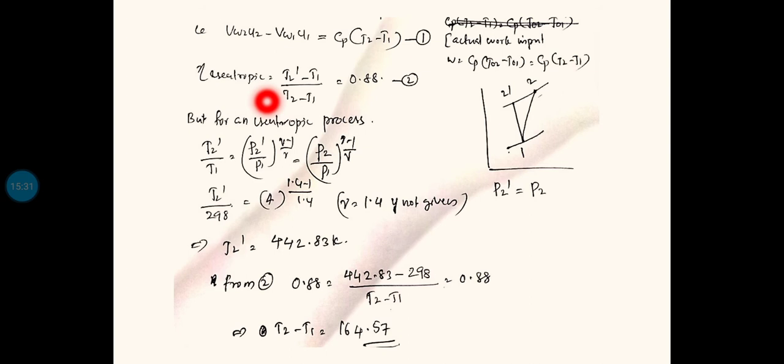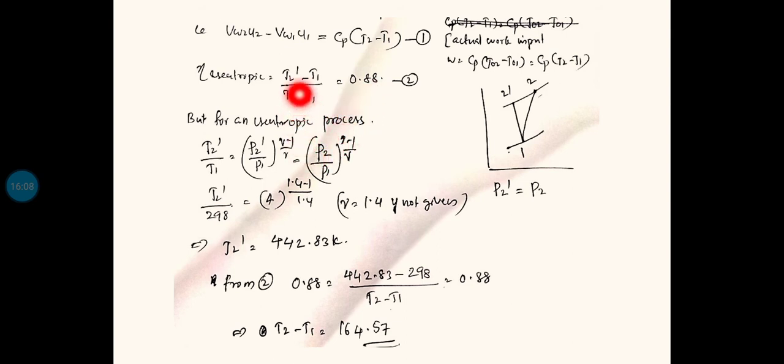I have told that isentropic efficiency has two relations, one in terms of the stagnation properties and the other in terms of the static properties. So this is the isentropic process and actual process. 1-2 is the actual process and 1-2' is the isentropic process. Now this is the T-S diagram. From this we have isentropic efficiency equal to (T2' minus T1) by (T2 minus T1). That is isentropic work done divided by the actual work done, and that is equal to 0.88.